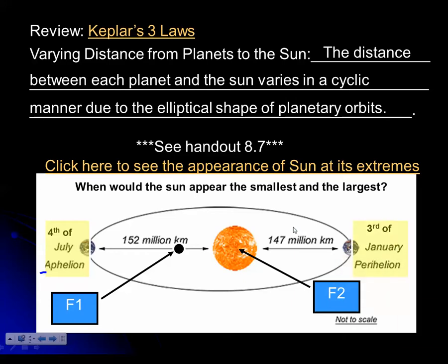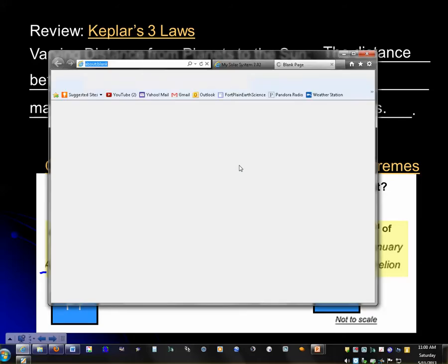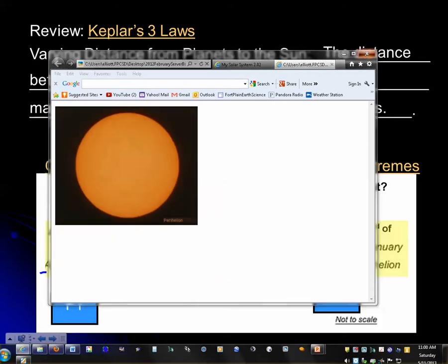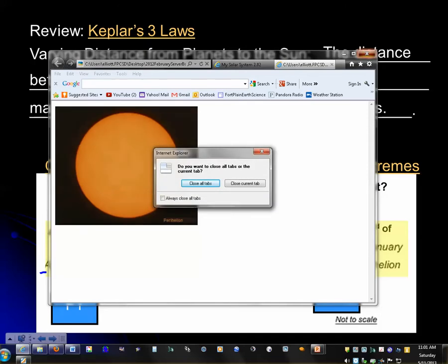In fact, we can even take a look at what the sun looks like at aphelion and perihelion. Let's take a brief look. There's aphelion, perihelion, aphelion, perihelion. You get the idea. Away, close, away, close. So the sun does change its actual apparent diameter.